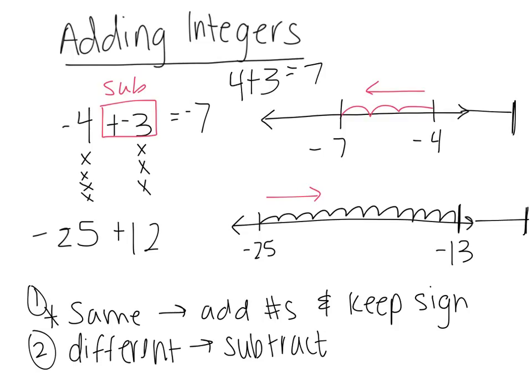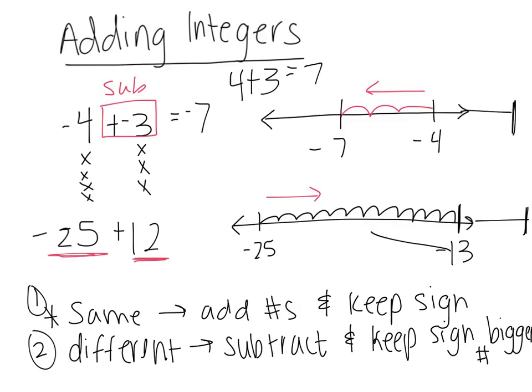But then what you're going to do, you're going to subtract, and then you're going to keep the sign of the bigger number. So look over here. 25 is obviously bigger than 12. So therefore, we keep the negative sign when we do our number. So that's adding.